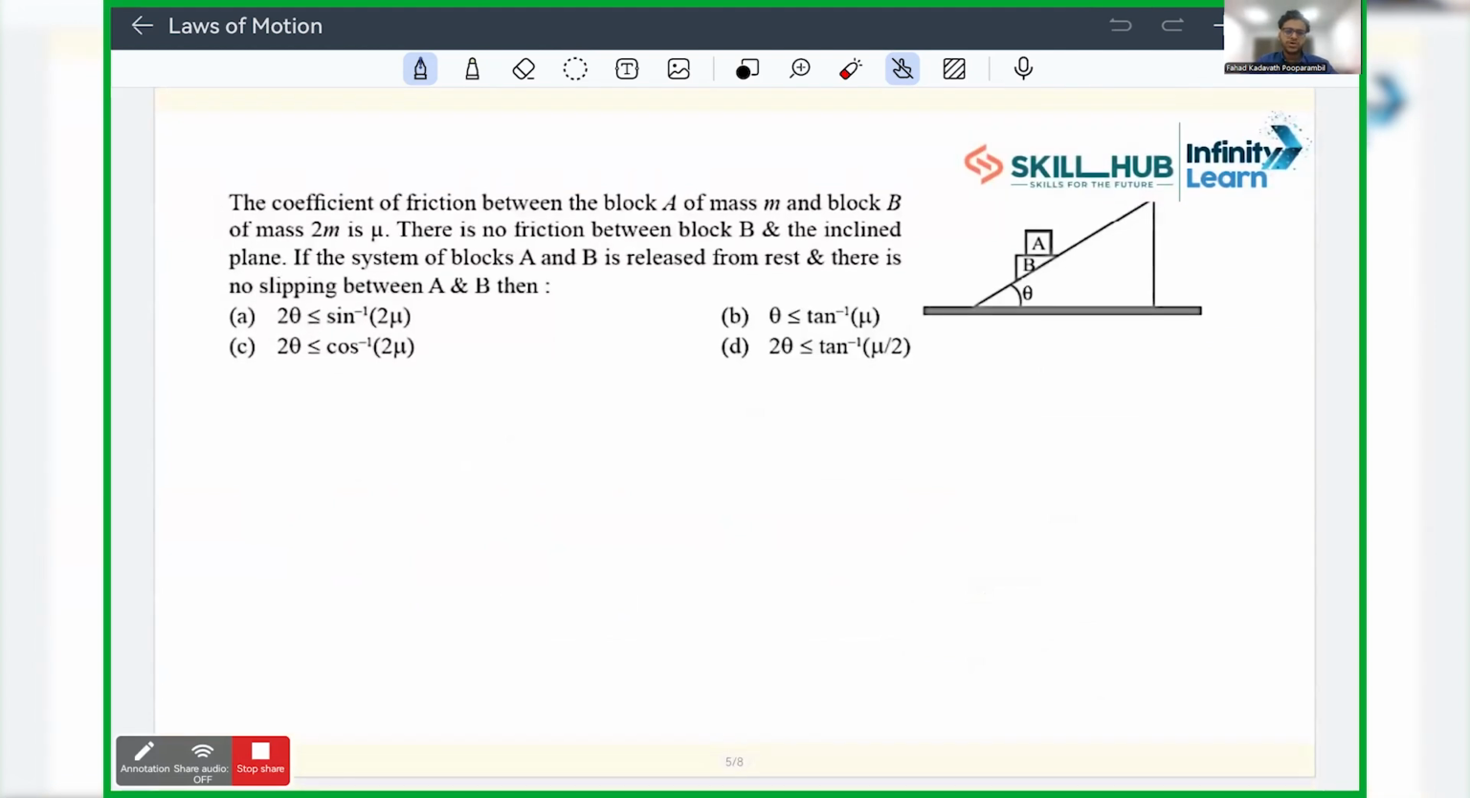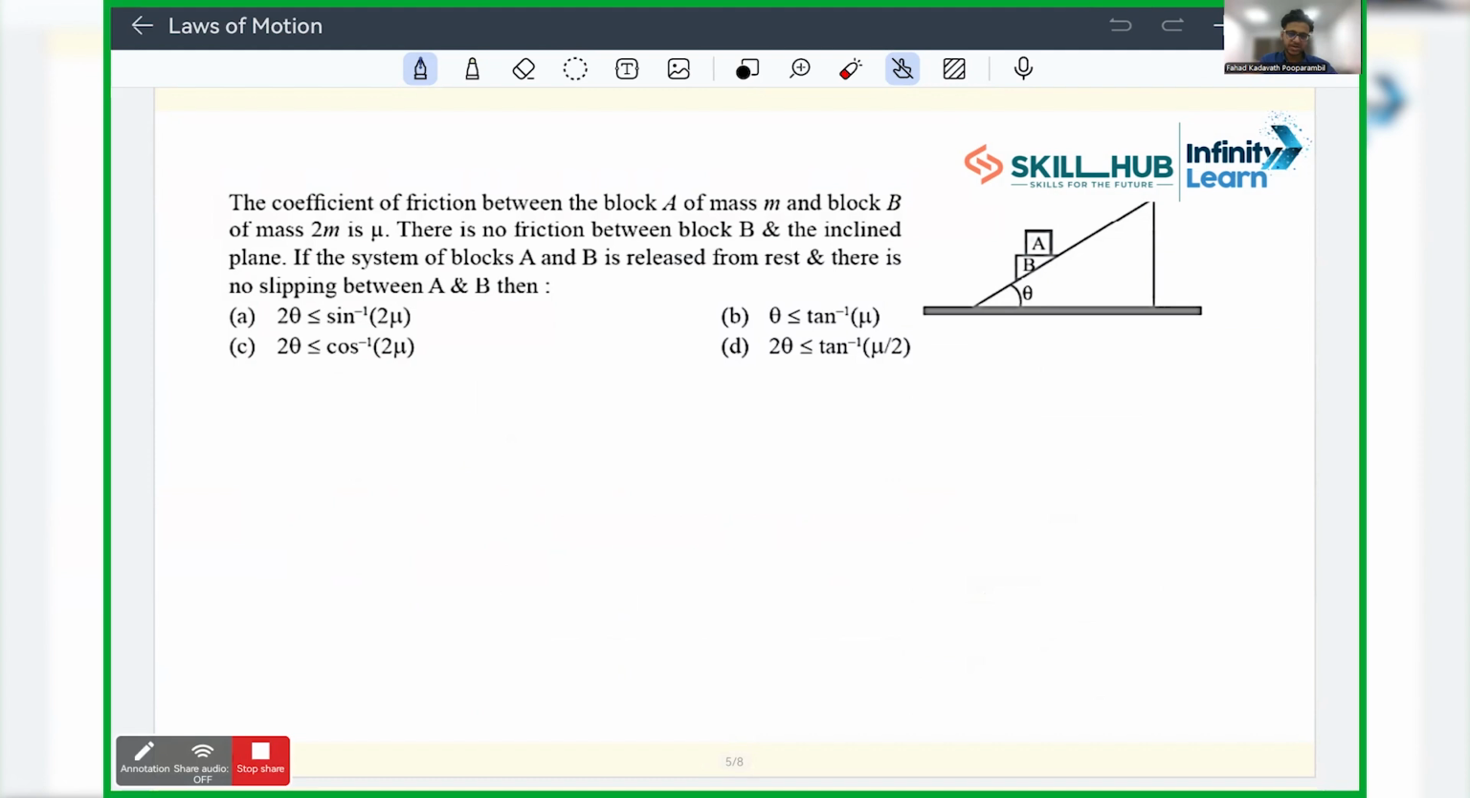We have another question here. In this question, two bodies are there. Body A having a mass M, body B having a mass 2M. In between A and B, there is friction. The coefficient of friction is mu. In between the surface and B, there is no friction.